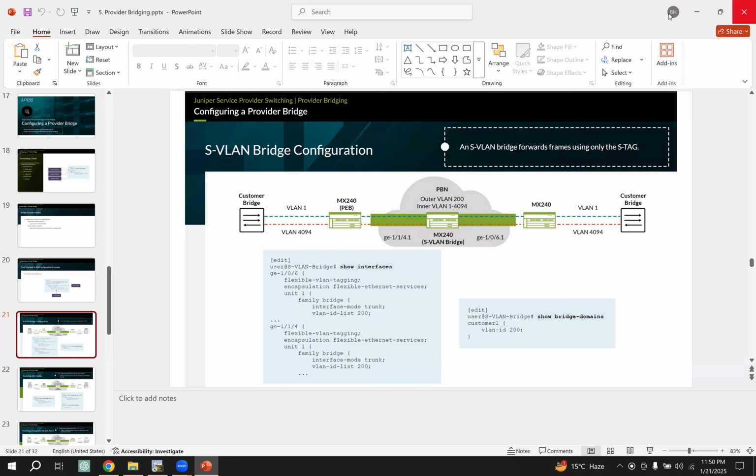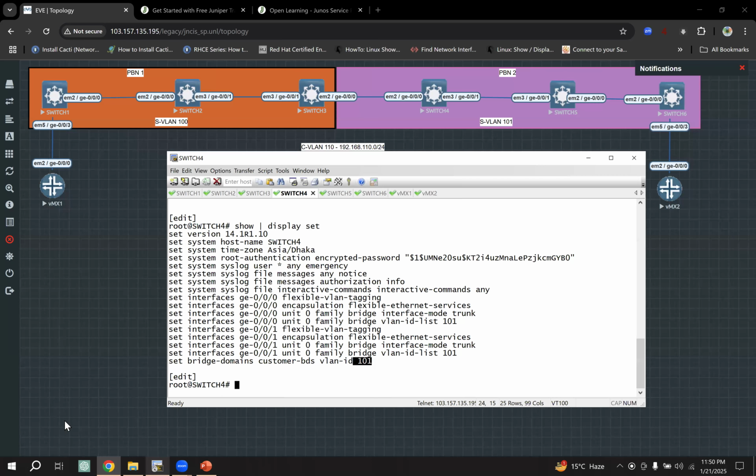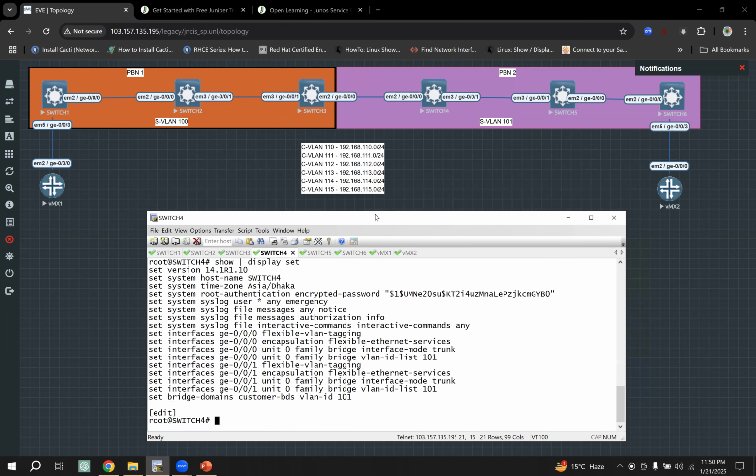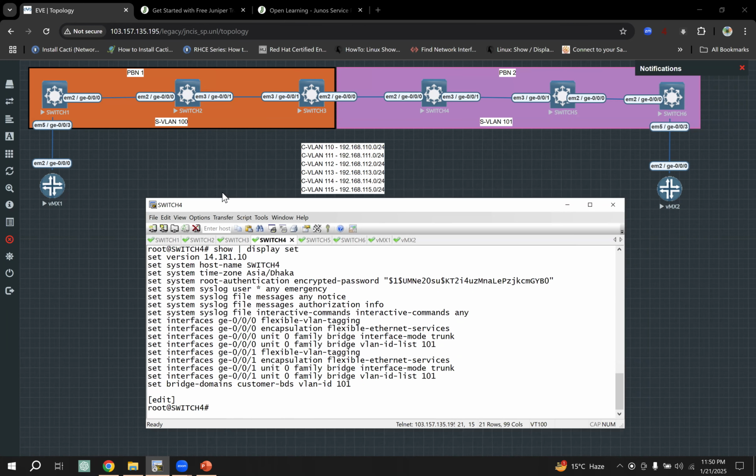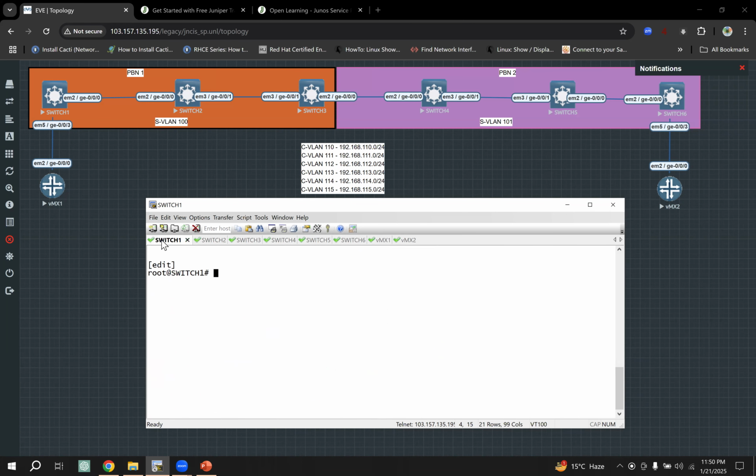So that's all. Let's go to our lab and check step by step. First, consider here, I'm in Switch 1. Switch 1 has two interfaces. One interface is 3, which is connected with the direct customer, and 0 is connected with the service provider backbone. Here, the S VLAN is 100. Here the edge VLAN is 100.